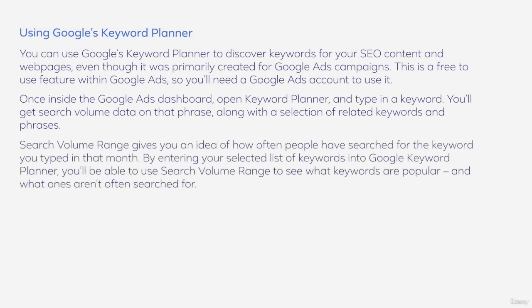Search volume range gives you an idea of how often people have searched for the keyword you typed in that month. By entering your selected list of keywords into Google Keyword Planner, you'll be able to see search volume range to see what keywords are popular and what ones aren't often searched for.